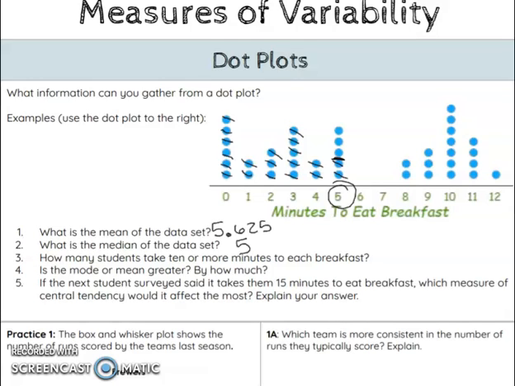Okay, number 3, how many students take 10 or more minutes to eat breakfast? So I'm going to look right here at 10 or more. And so count up how many dots. So 1, 2... So there's 12 people.